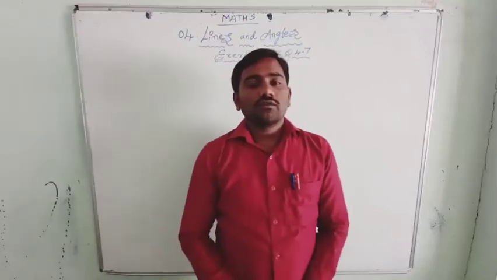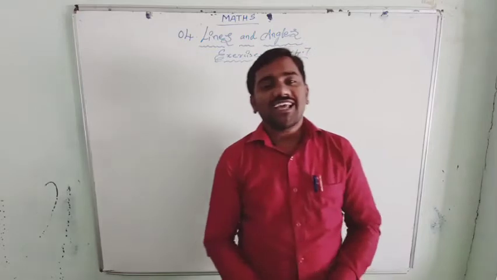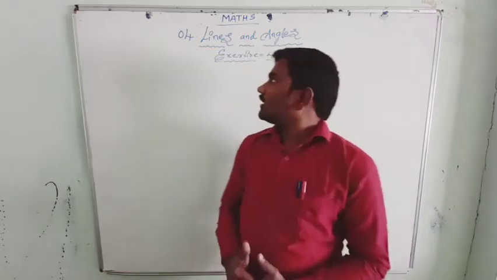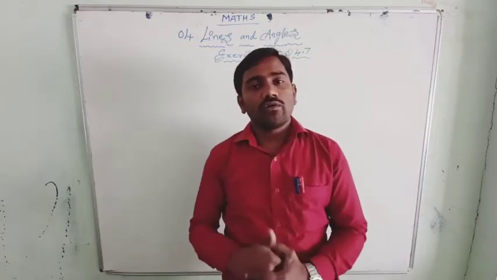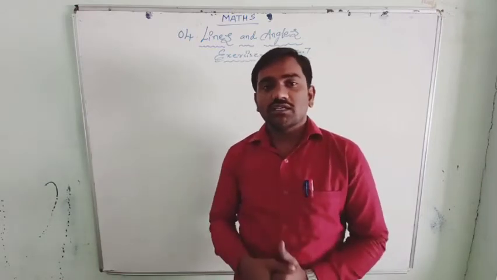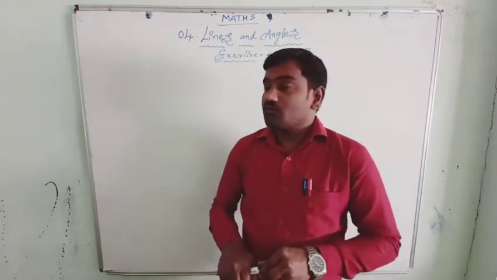Hi children, today you are going to learn 7th class 4th chapter, that is lines and angles. In that, exercise number 4.6 and 4.7. In this video, we are going to cover the two exercises and also complete this chapter. So, without wasting time, let's start the 4.6.